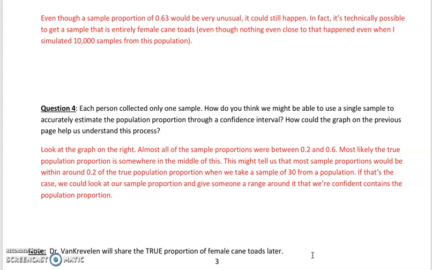So this is where statistics is really helpful to us. The biologist doesn't have to go and try to capture 10,000 cane toads. They can maybe capture 30 and learn some information from that that will help them understand the population better.